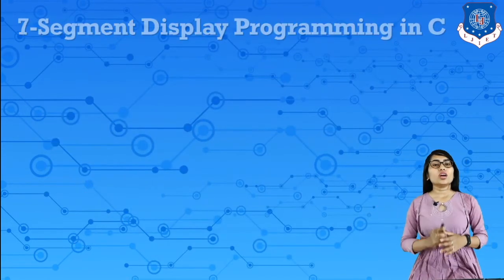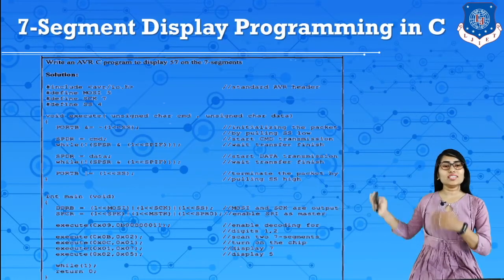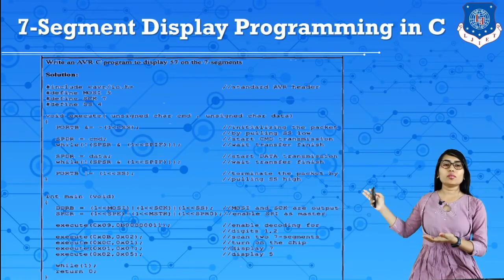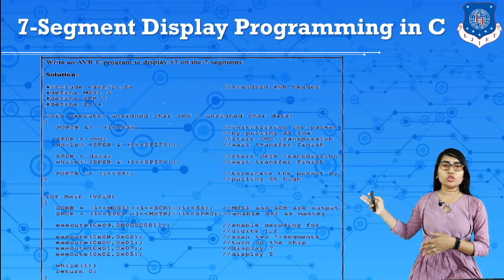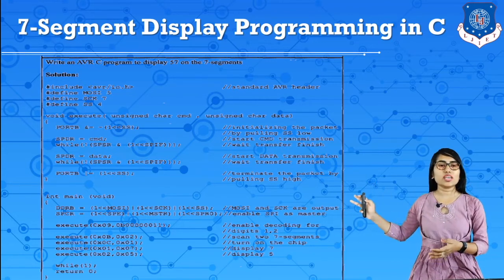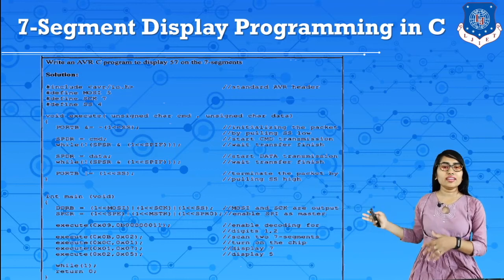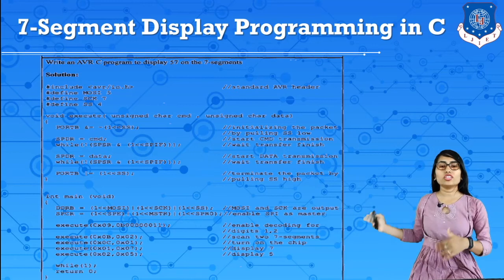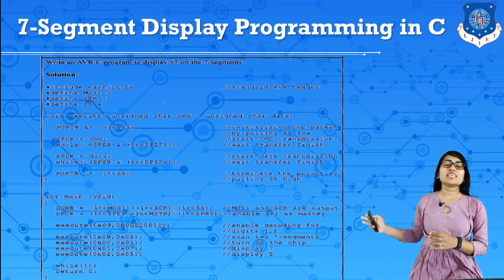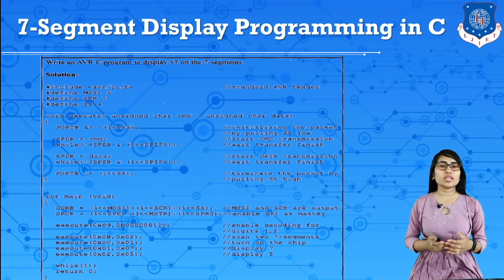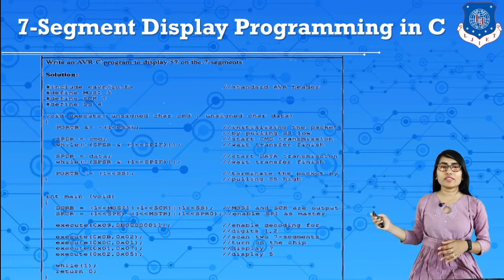So here we have the same program in C language like this. We can make PORTB an output and make connections like this, and then initialize the SPDR register. Here initialize the DDRB register and the values of the SPCR register, and then execute this to scan the 7 segment, turn on the chip, then display 7 and display 5. So this is how a 7 segment display can display the number 57 on 7 segments.